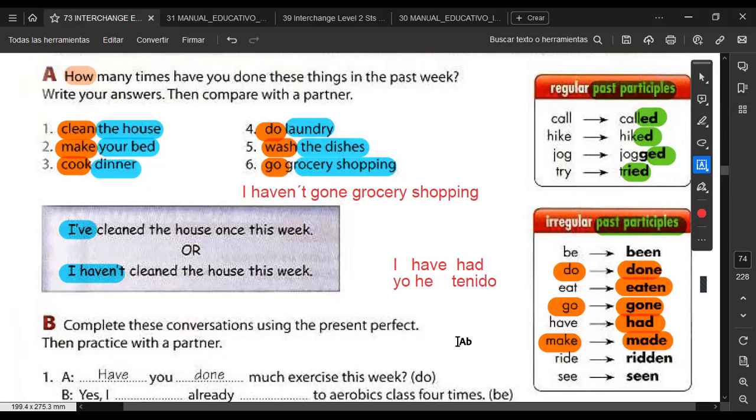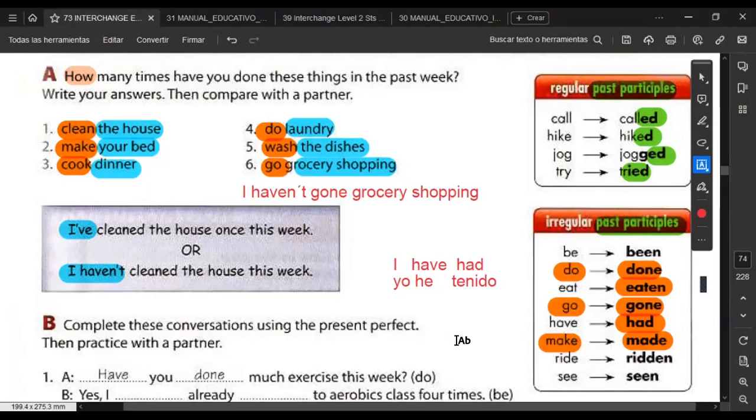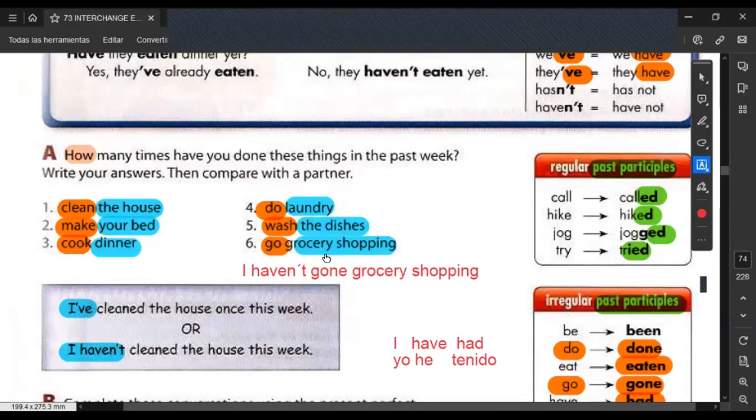Teacher, la pronunciación del I have, pero con el apóstrofe, ¿cómo es? I've. The contraction form is I've. Yes. Okay. Puede decir I have. Digamos que I have riding motorcycle today. Es correcto. Yes, yo he montado una bicicleta hoy. Está bien, está perfecta. Okay.